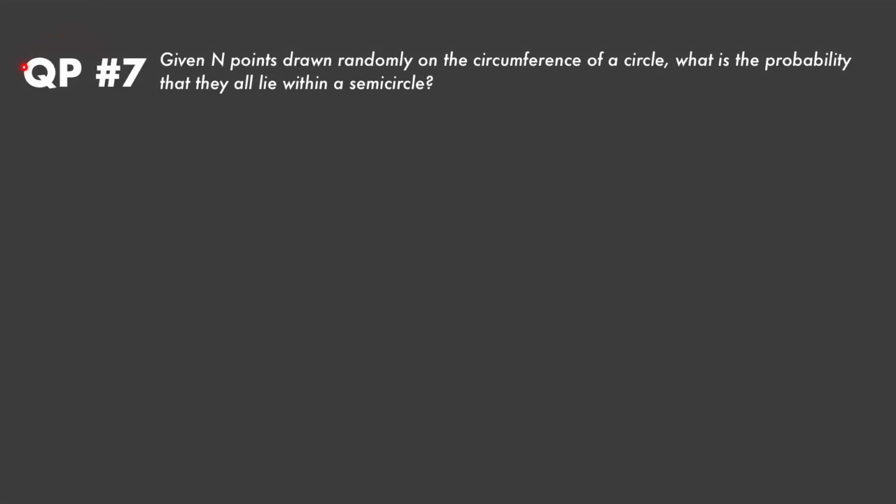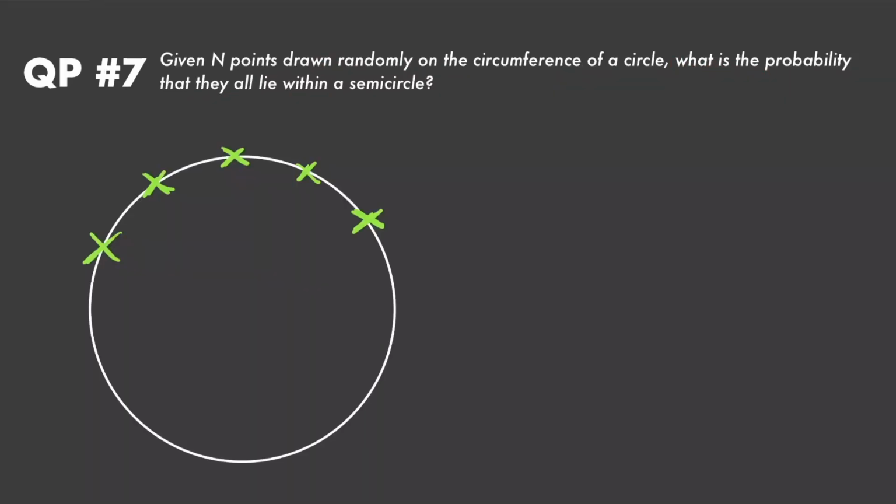Hello everyone, today let's take a look at a pretty tricky question, Quantopia number 7. So given endpoints drawn randomly on the circumference of a circle, what is the probability that they all lie within a semicircle? So what exactly is this question asking?